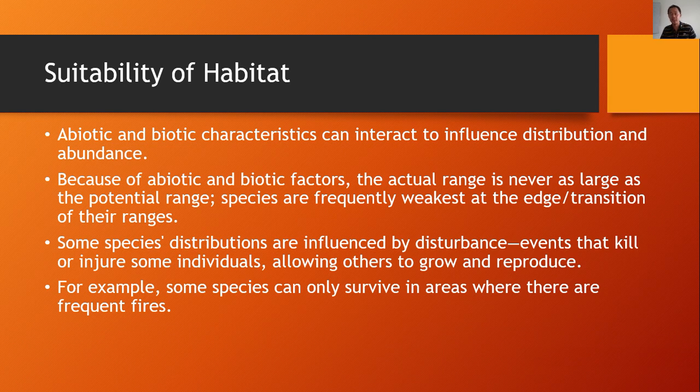And some species distributions are influenced by disturbance, events that kill or injure some individuals. So the word disturbance could be mostly environmental factors, changes of the environment, and also factors such as a predator and prey relationship that creates this disturbance, allowing others to grow as well as to reproduce. So this disturbance is something that can hamper the growth and the reproduction of a certain species.